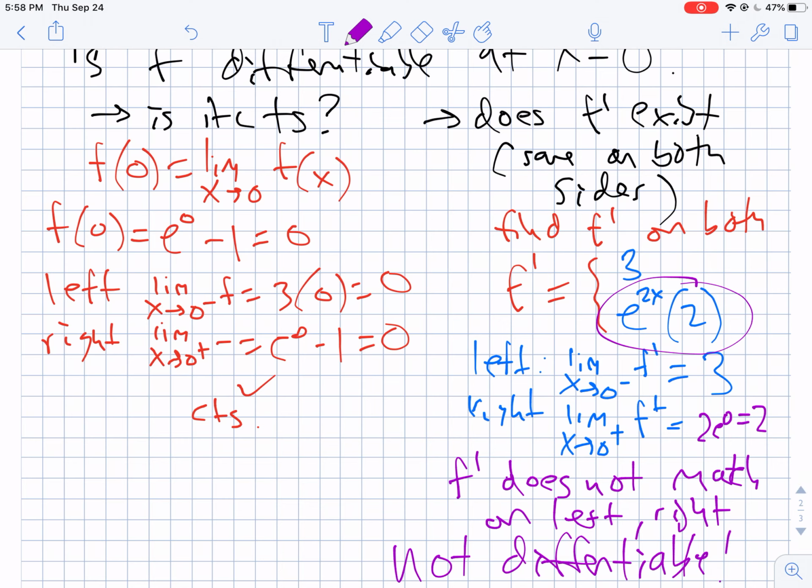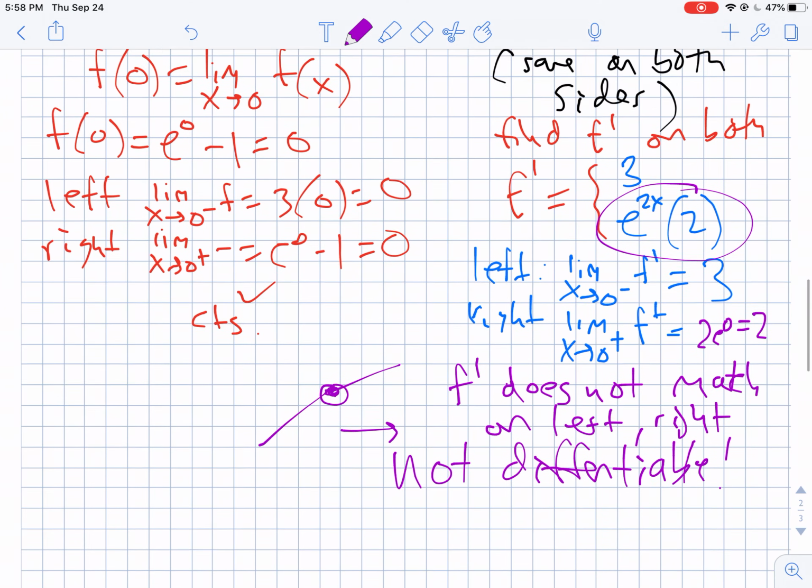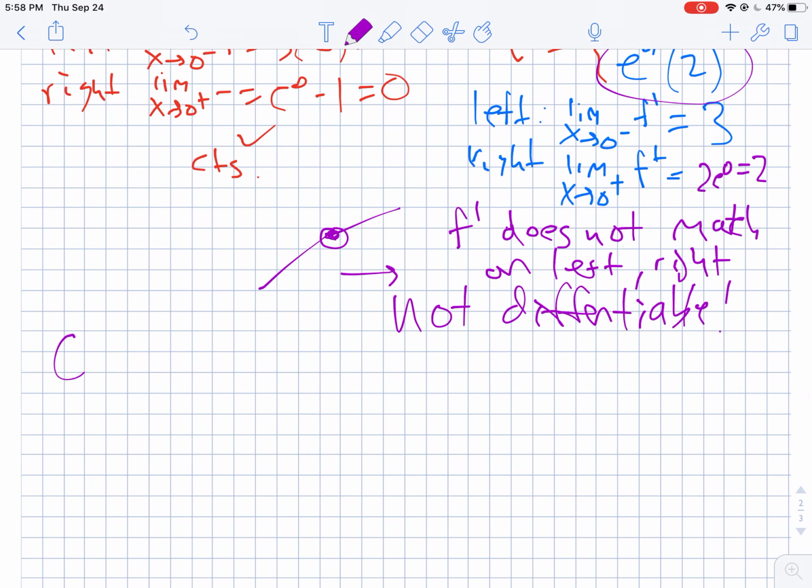So this is a case where you'd have a slope of 3 and then you go to a slope of 2. So you'd still have a sharp corner at that point, even though it's a continuous function. So that's why it's not differentiable. Let's look at one more case like this.